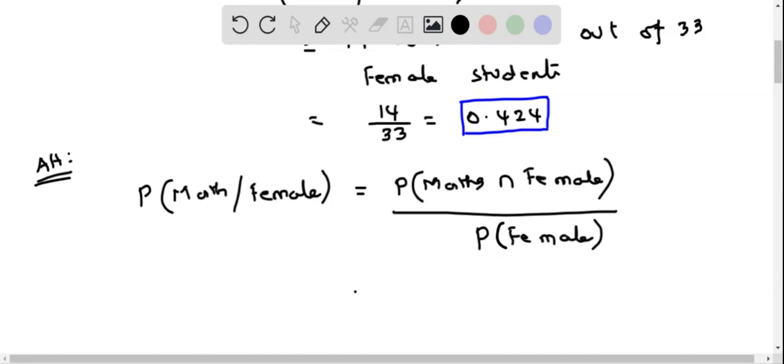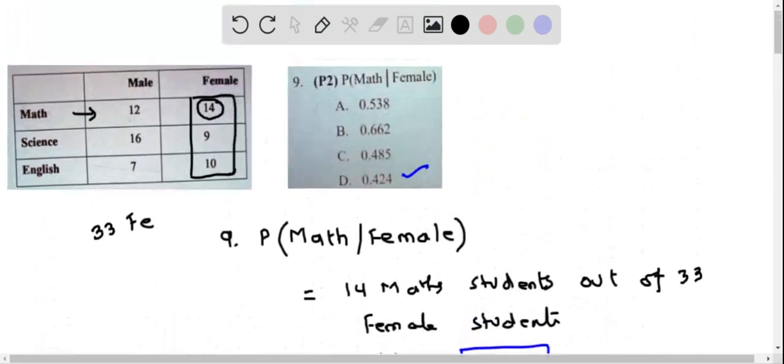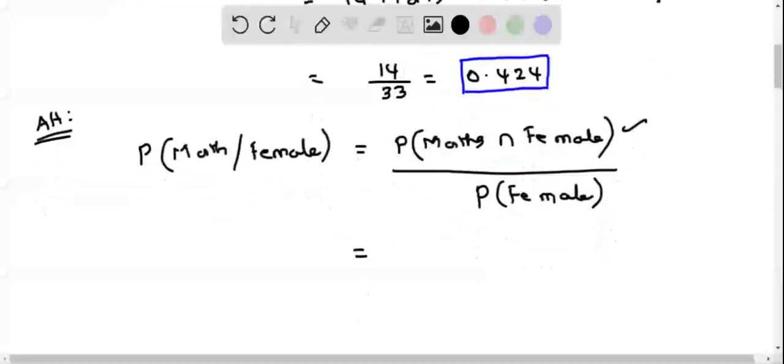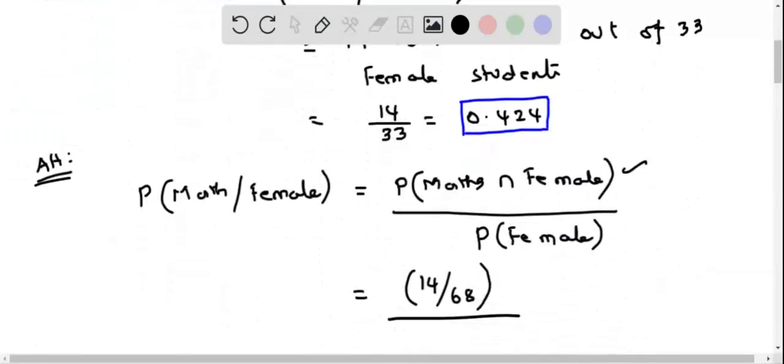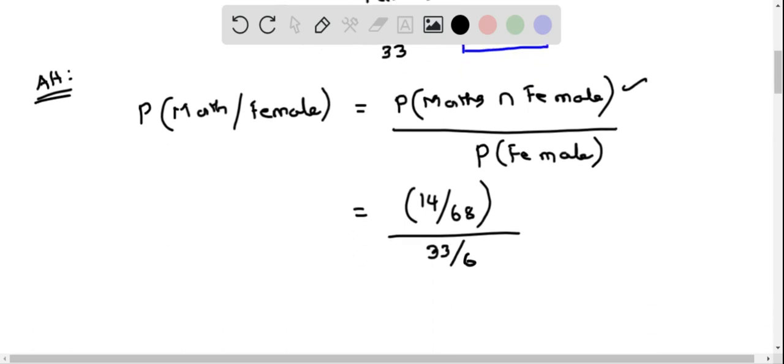And so this equals, here we determine the number of math students who are also female students. There are 14 math students who are also female students, which means the probability of this one will be 14 out of total students, which is 68, which we have already determined in question 8, and this divided by the probability of the female student, and this equals 33. There are 33 female students, divided by the total students, which is 68. And so for the numerator we have 14 divided by 68, the denominator we have 33 over 68.